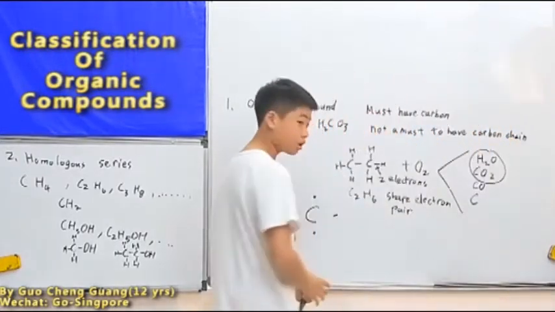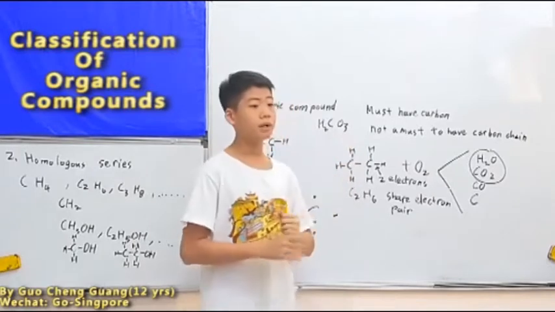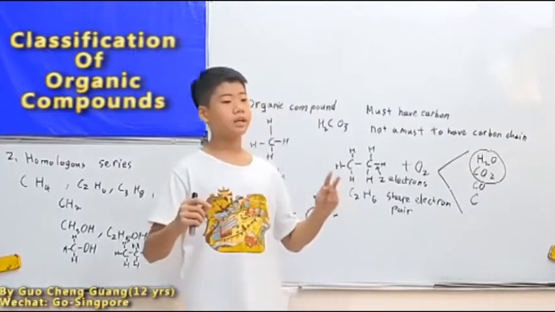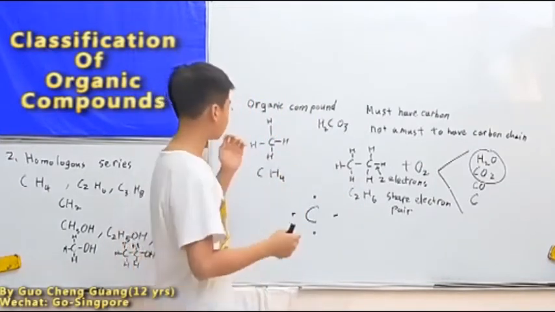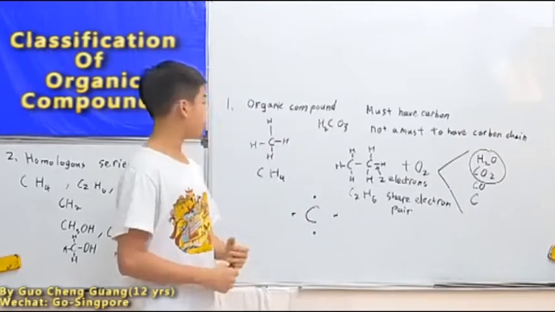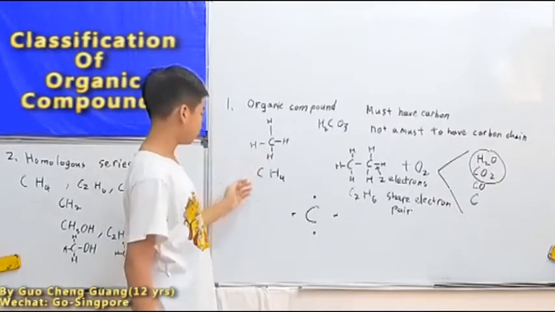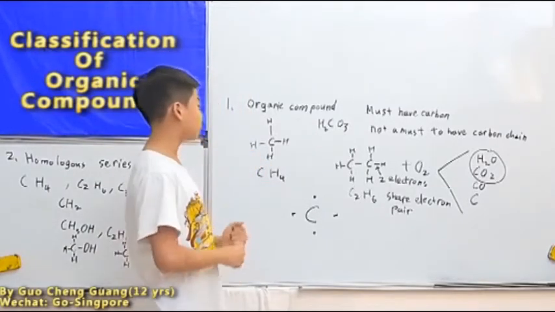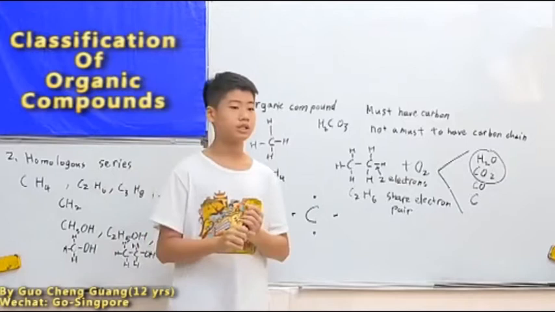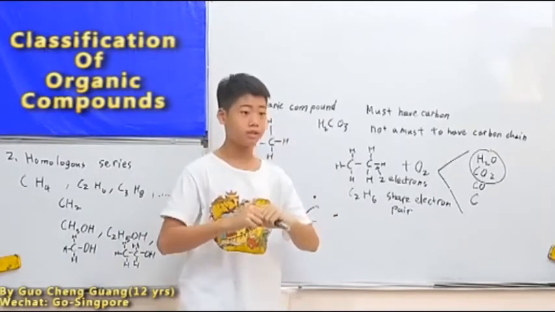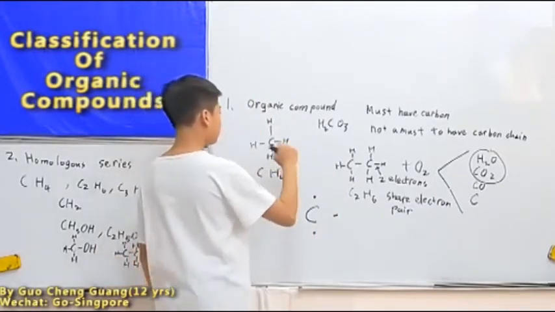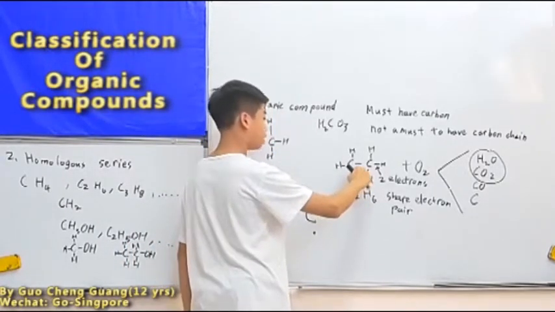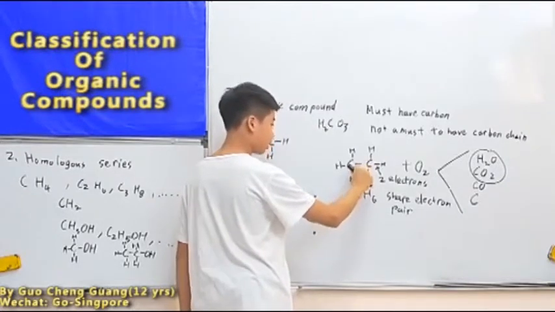In an organic compound, there must be carbon, but generally we must have a carbon chain. But there are some cases where we don't have a carbon chain, for example, methane. This is methane here, CH4. So this is one of those that do not have a carbon chain. A carbon chain is just the bond between two carbons. This type of bond, since it's between two carbons, we can call it the carbon chain.